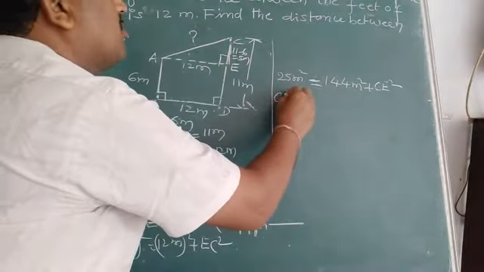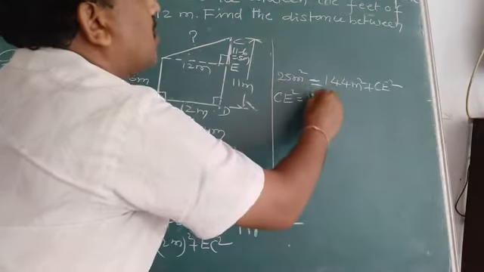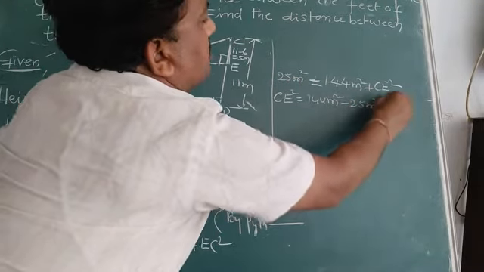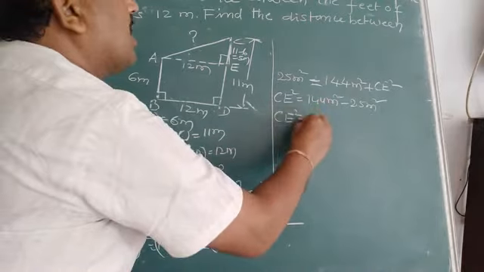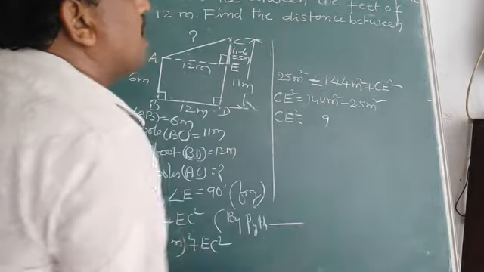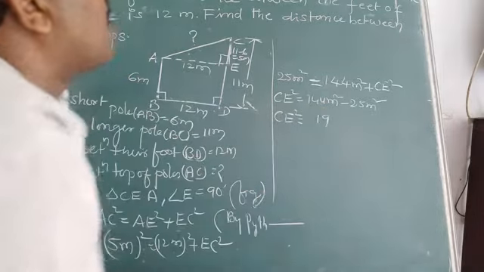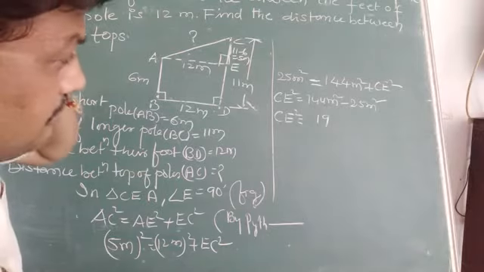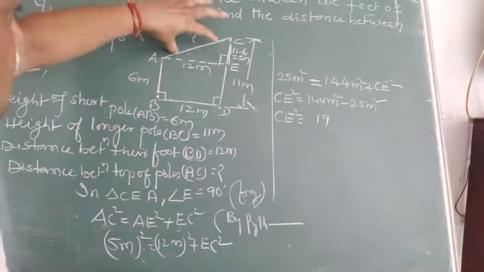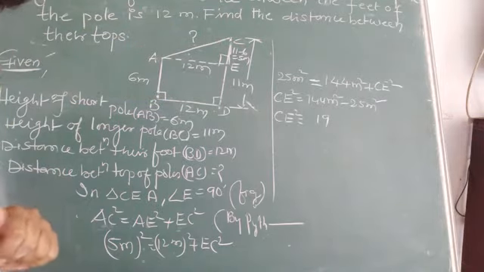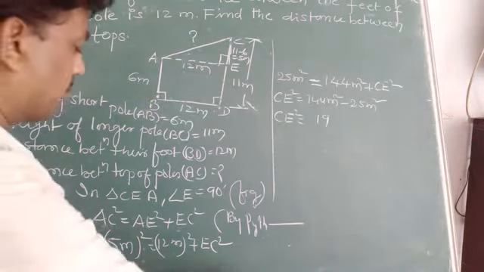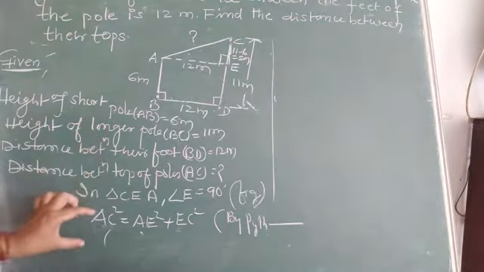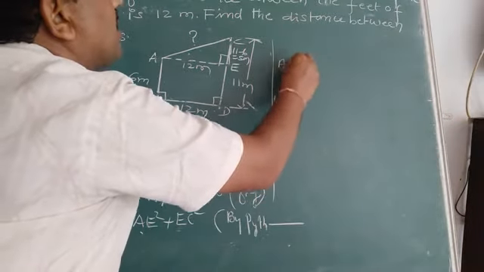Take C square one side and numbers the other side. 144 square meter, this goes that side minus 25 square meter. C square is equal to 14 minus 5, 9. 3 minus 2, 1. 44 minus 25. This is equal to this plus, something is wrong, children. AC square. Oh, sorry. I have put the value wrong here, children. Sorry for that. AC square I have written as it is, children.